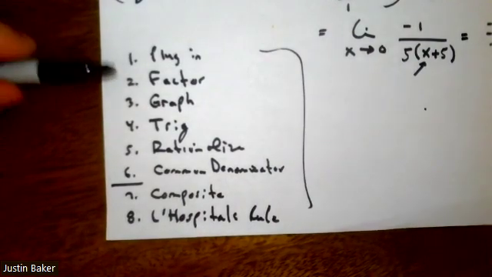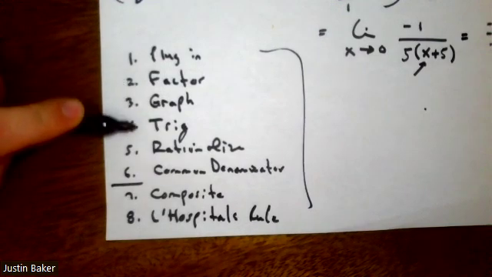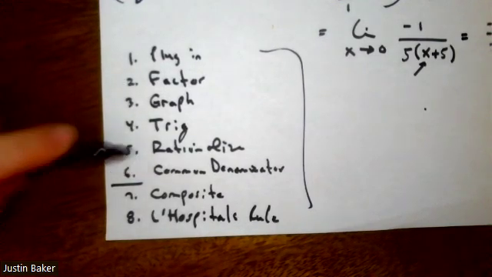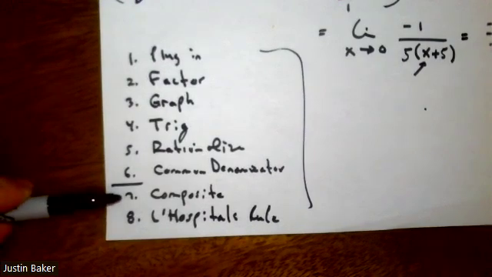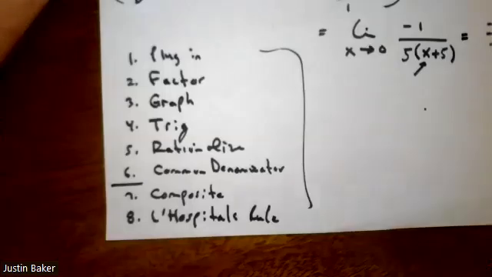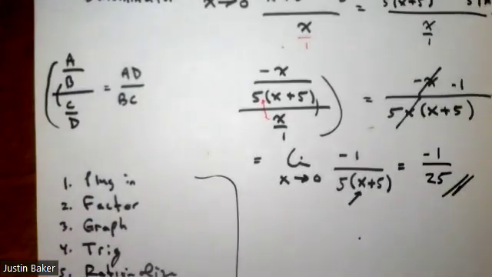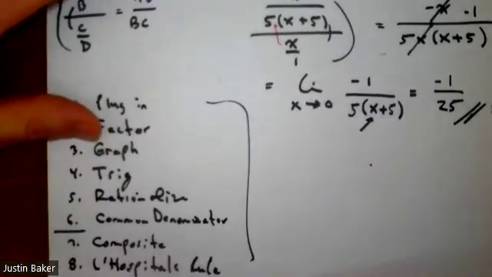So if you wish to look up other examples, you can plug in, you can factor, you can graph, you can trig, rationalize, common denominator. In the third video, we'll be talking about composites. And then later in the year is L'Hopital's rule. So we're winding our way down to having an example here of all the different types of limit questions that you would need. So that's it for this video.